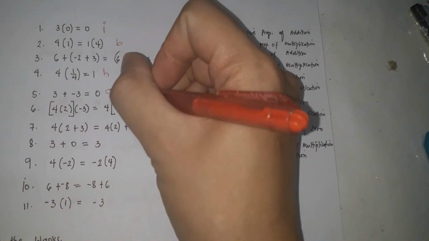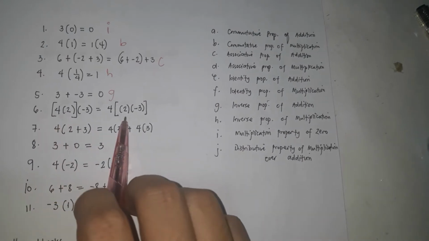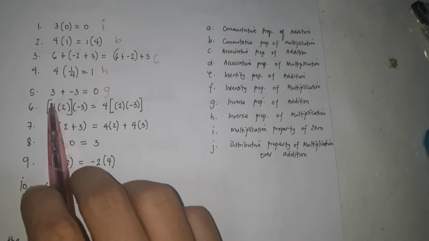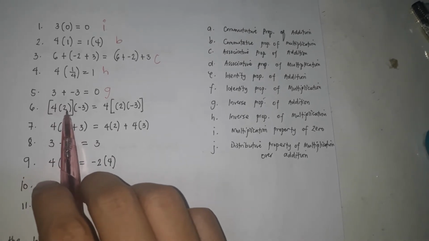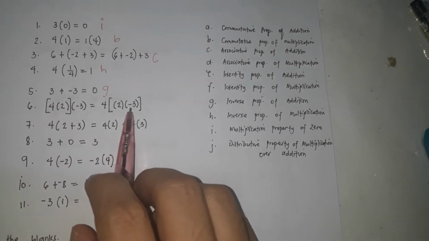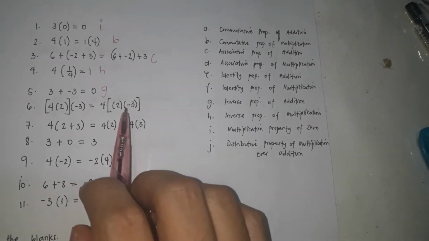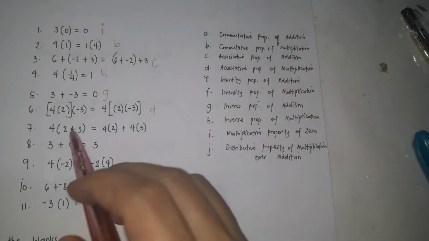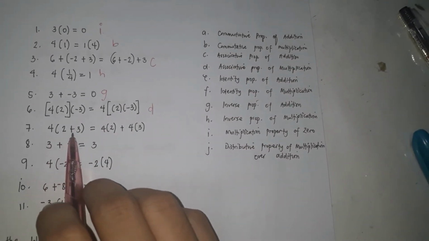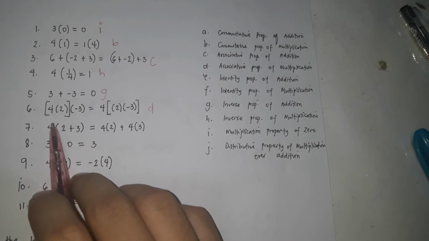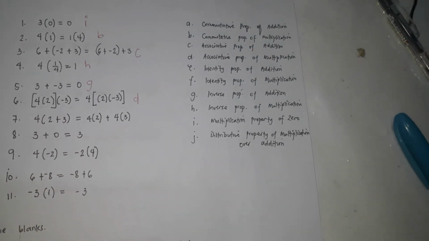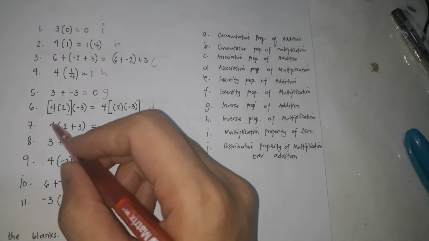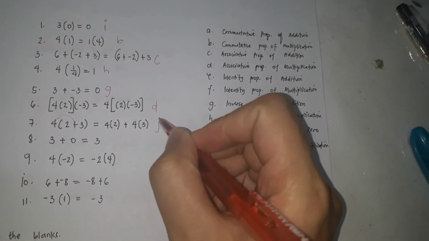Letter G. Next, dito may parentheses. Sa loob ng parentheses o sa loob ng bracket, iniba ang nasa loob ng bracket. Dito 4 times 2, dito inuna is 2 times negative 3. That's associative property of multiplication. Letter D. Next, 4 times 2 plus 3 is equals to 4 times 2, 4 times 3. That's distributive property of multiplication over addition. Dinistribute siya. So, letter J.